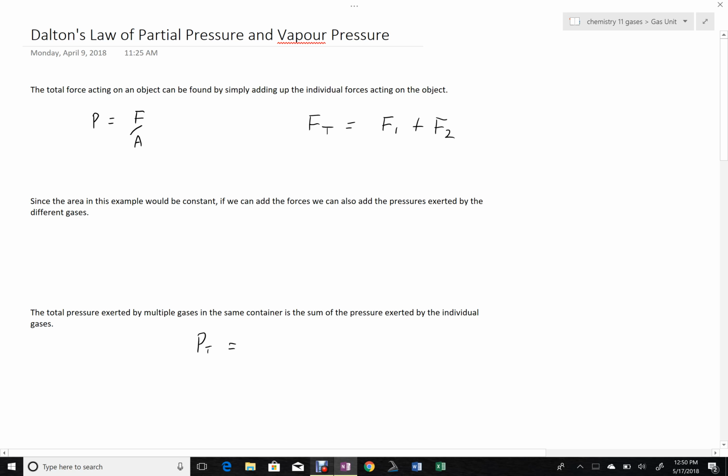So if I have gas A at pressure A and gas B at pressure B in a container, then the total pressure acting on the sides of that container is the total of A and B. Again, the area is the same, so if I can add the forces, I can add the pressures. That's Dalton's law of partial pressure.